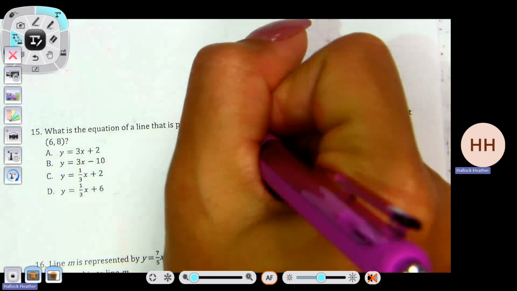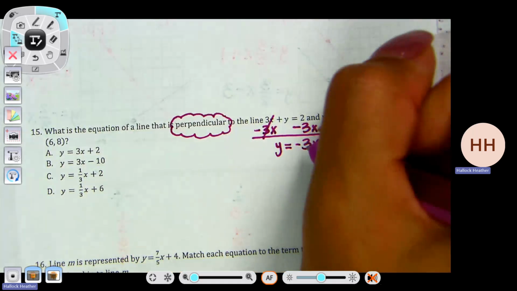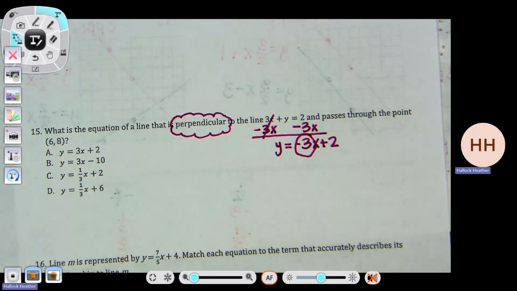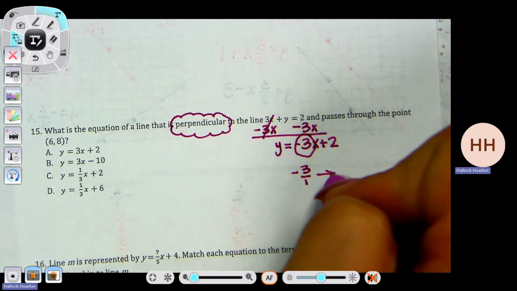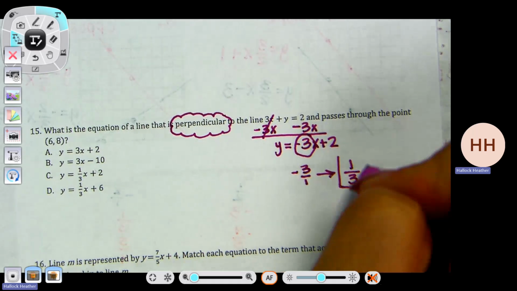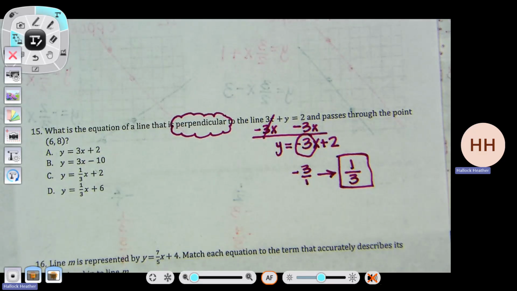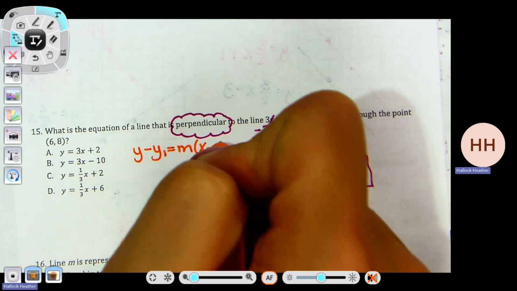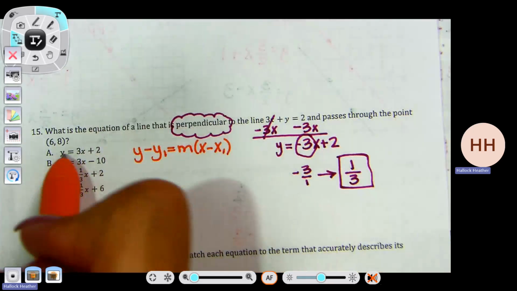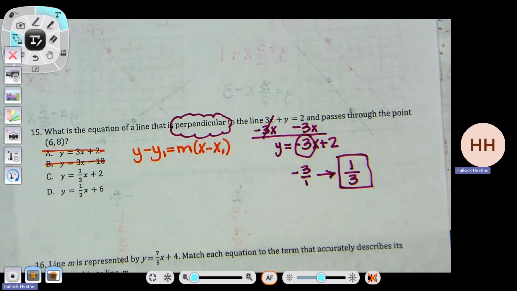Okay. If it's perpendicular, I am not using -3 as my slope. I have to use the opposite reciprocal of -3. So positive 1/3, because -3 over 1 changes to positive 1/3. So I'm using that. And then I'm using point slope form. Point slope form is y minus y sub 1 equals m times x minus x sub 1. If my slope has to be 1/3, automatically A and B are out. It's either C or D. So you're going to plug in your coordinates. You're going to plug in your slope. You're going to distribute. Let's try.